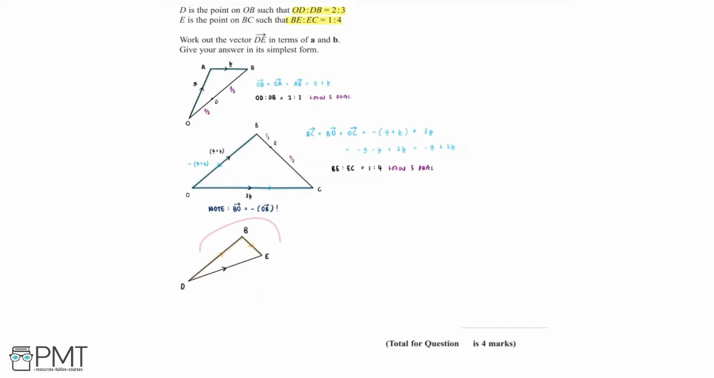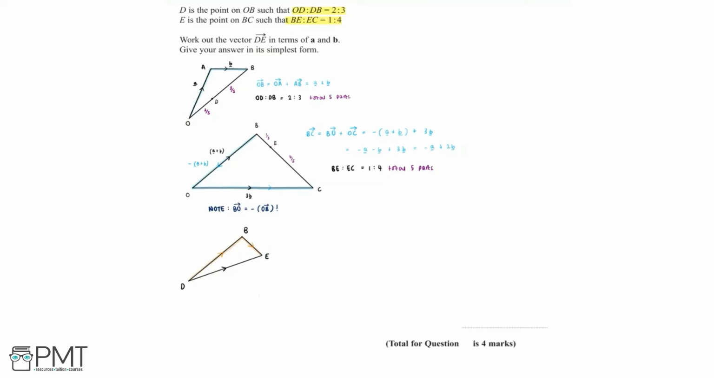And so we're now left with our final triangle, where we can find the vector DE, which is what the question is asking us to find. Using this triangle, we can see that the vector DE is equivalent to the vector DB plus the vector BE. Now we said that the vector DB is 3/5 of the vector OB, and we said that the vector BE is 1/5 of the vector BC.